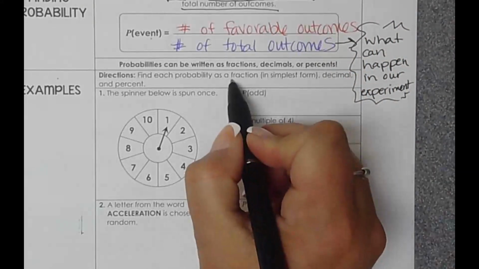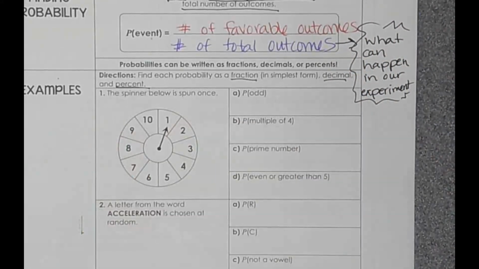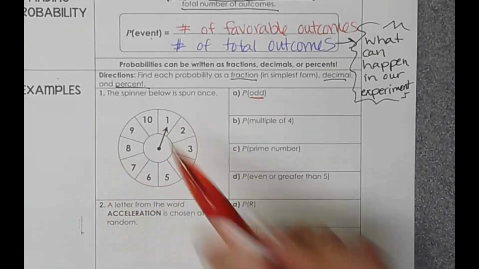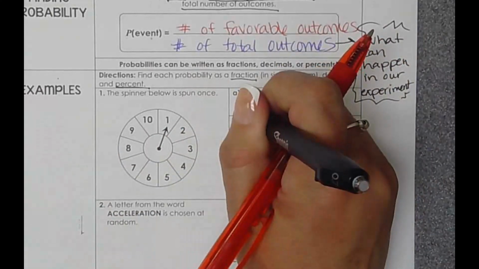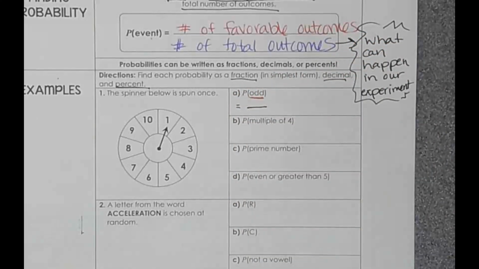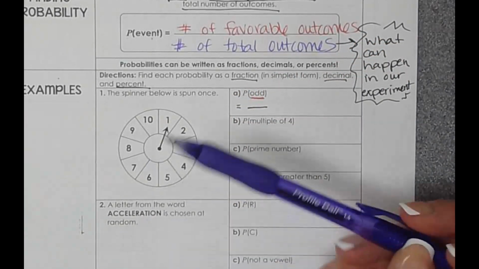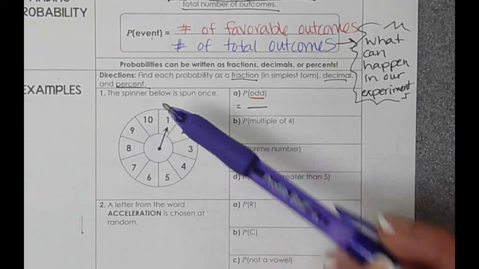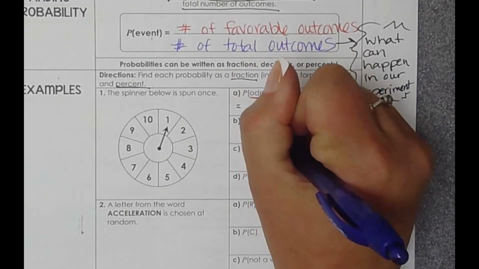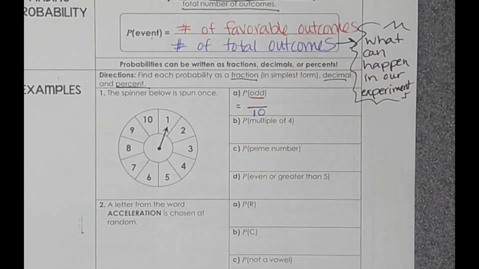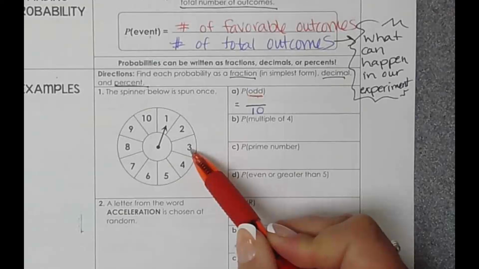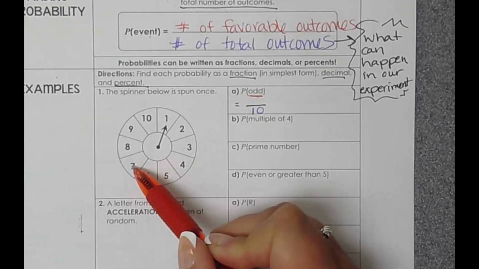Again, this is asking for fraction, decimal, and percent. Okay. So for A, it's looking for our odd numbers within this spinner. Okay. So we're going to go ahead, let's create our fraction. In total, there are 1, 2, 3, 4, 5, 6, 7, 8, 9, 10 total possible outcomes we can have. So our denominator is going to be 10. Now we want odd numbers only. So 1, 3, 5, 7, and 9.